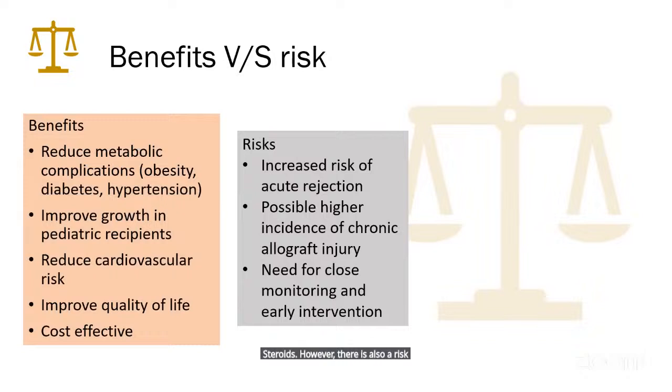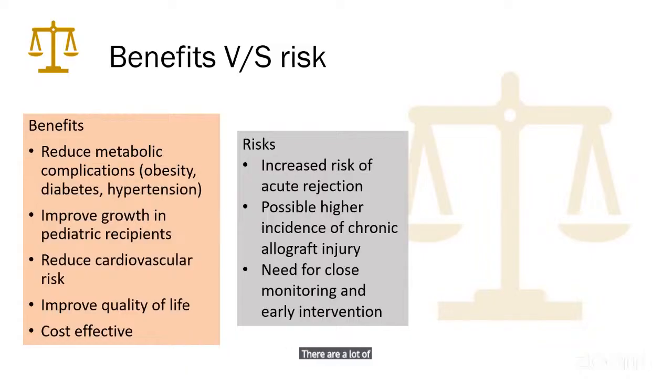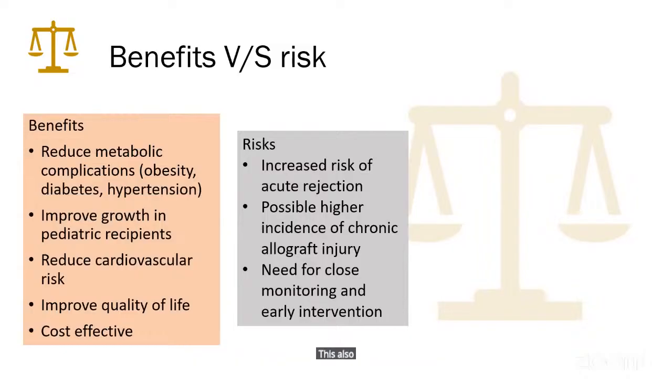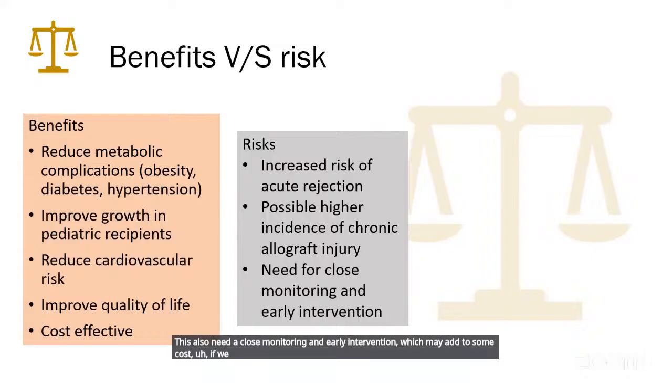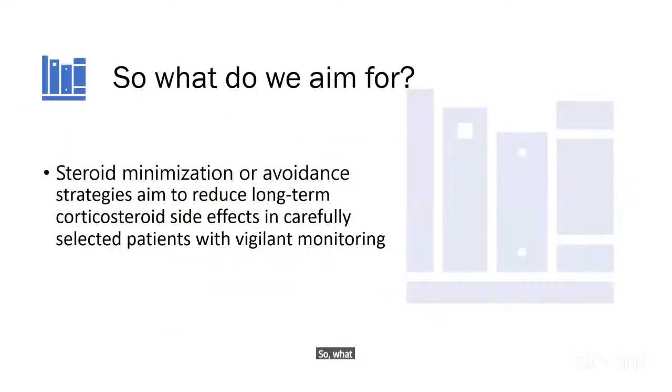There is a risk that we are always worried about, the risk of acute rejection. There are a lot of papers that suggest that the subclinical inflammation that goes on without steroids may be a risk factor for a higher incidence of chronic allograft injury. This also needs close monitoring and early intervention, which may add some cost if we follow a steroid withdrawal or minimization protocol.